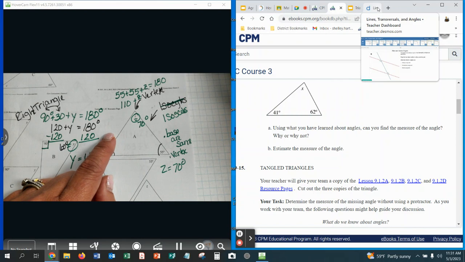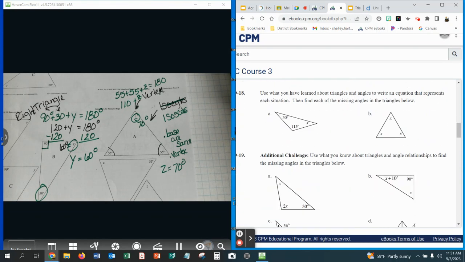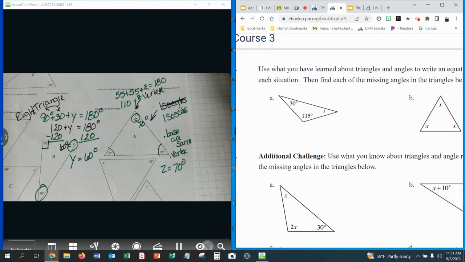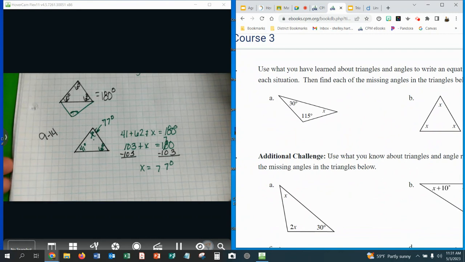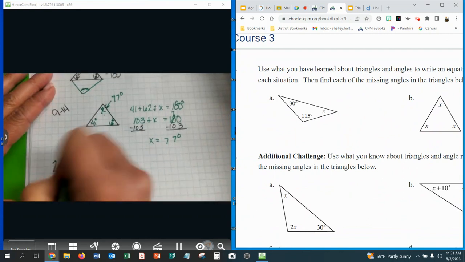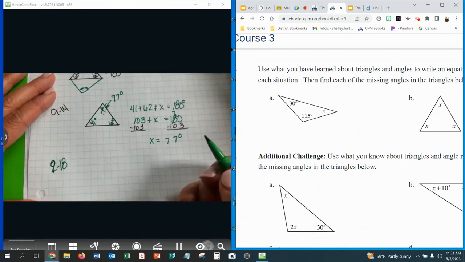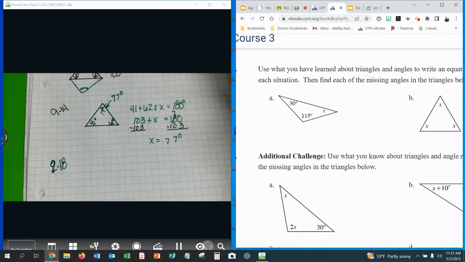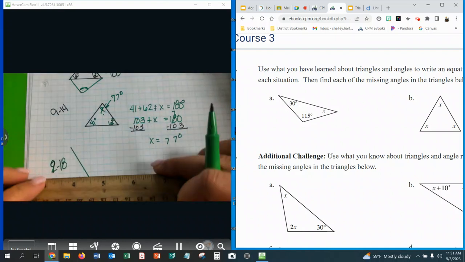Questions? All right, let's do some of these. All right, here's 918. You ready? All right, this is like an obtuse triangle.